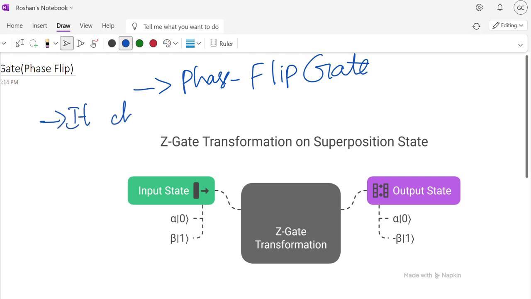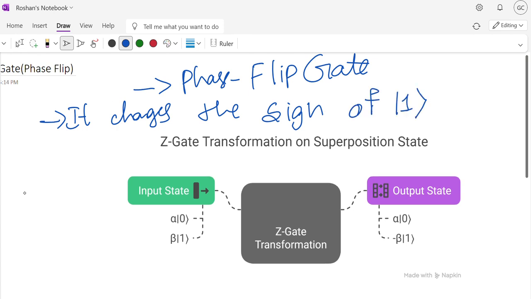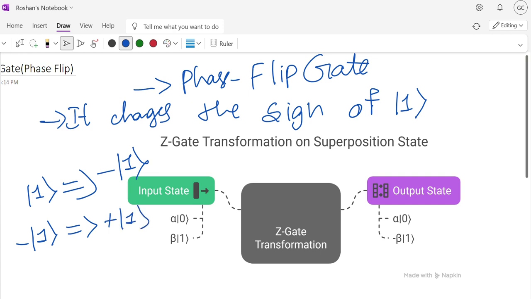It changes the sign of the excited state. That means if you have an excited state with a positive sign, it will result in negative. If you have a negative sign, it will result in positive. This is only for the first bit. That is how I mentioned here.